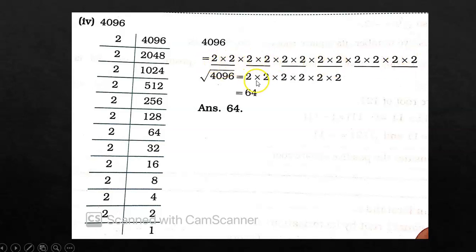From each pair you will pick out 1. So I have how many 2's? 6 times 2's. So when I multiply 2 into 2, 4, 4 into 2, 8, 8 into 2, 16, 16 into 2, 32, 32 into 2, 64. So my final answer, the square root of 4096 is 64.